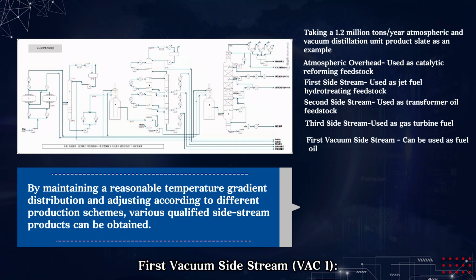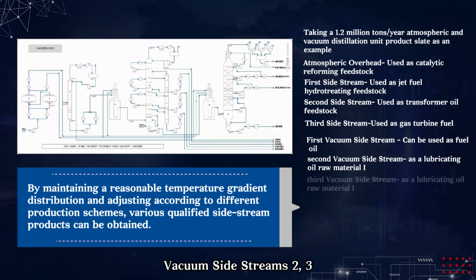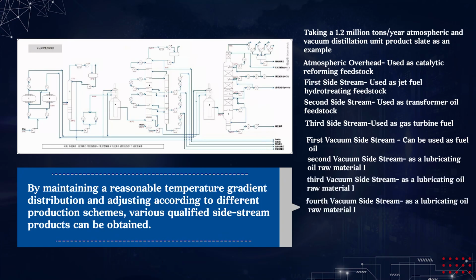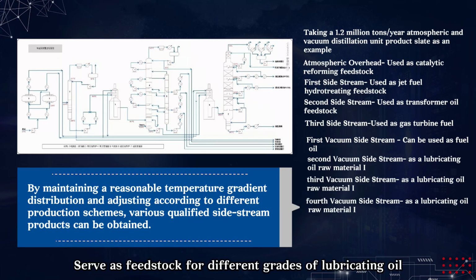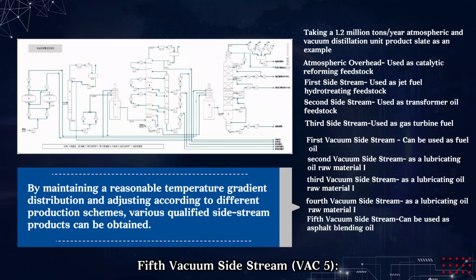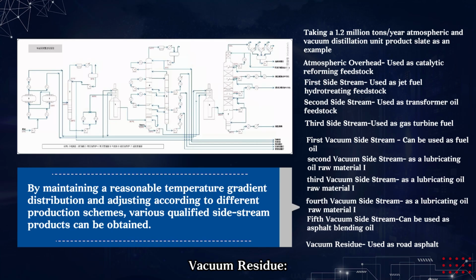First vacuum side stream, DAC1 can be used as fuel oil. Vacuum side streams 2, 3, 4, DAC2 to 4 serve as feedstock for different grades of lubricating oil. Fifth vacuum side stream, DAC5 can be used as asphalt blending oil. Vacuum residue, used as road asphalt.